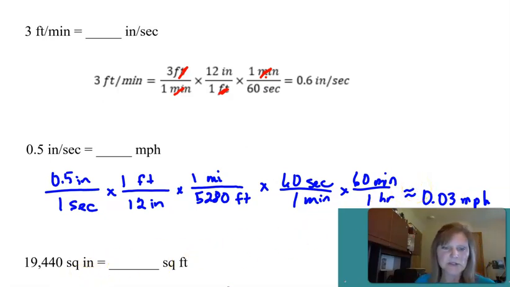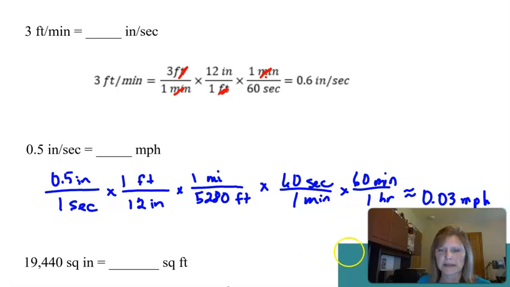Okay, the next one's a little bit different, and it requires us to really have an understanding of what it means to square something. To square means to multiply by itself. So when I say that I have 19,440 square inches, it means I have 19,440 inches by inches times inches.